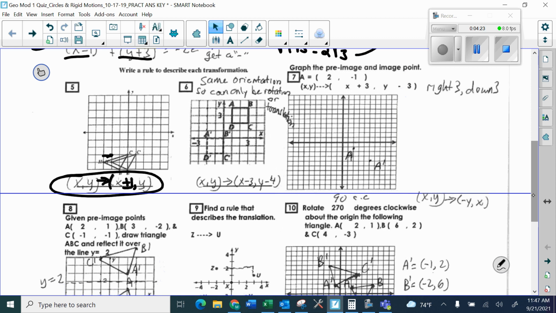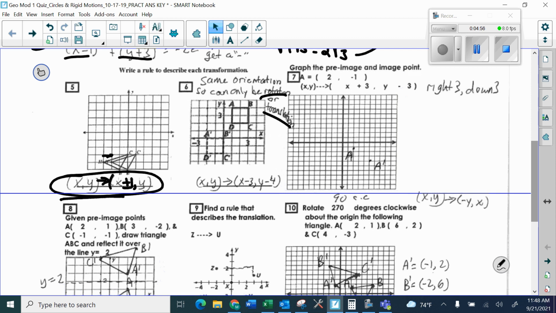Okay, number 6. I want to check the orientation first so I can see. So ABCD is clockwise, A prime, B prime, C prime, clockwise. So it's the same orientation. So it can only be a translation or a rotation, which is why it says that right there. And if it's a translation, it's going to look exactly the same. Well, isn't A, B, C, D just slid right from there to there? So it's a translation. Okay, so now I write a translation rule.